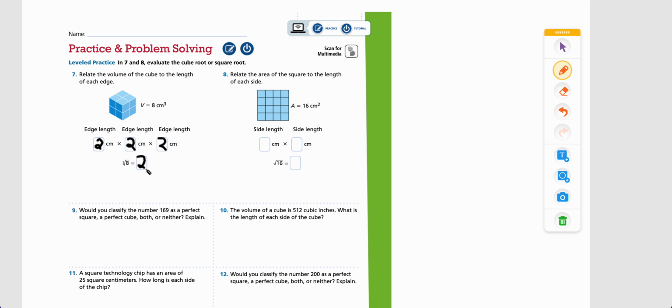Relate the area of the square to the length of each side. So the area is 16 square centimeters, but what's the length of each side? 4 centimeters by 4 centimeters. Therefore, the square root of 16 is 4.